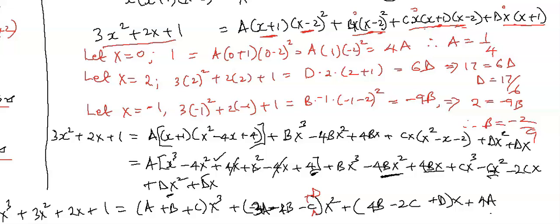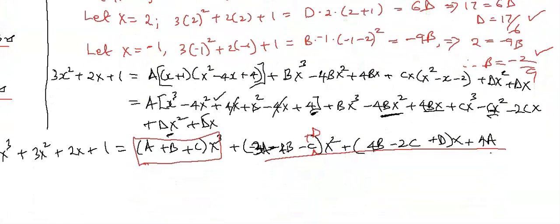And that's why I was saying, since I used this method to get a, to get b, and to get d, and since here I have a plus b plus c, x cubed, I can ignore the rest of this. And what I'll do is take a plus b plus c is equals to 0. Note that on the right hand side, the coefficient of x cubed is a plus b plus c, and the coefficient of x cubed on the left is 0.